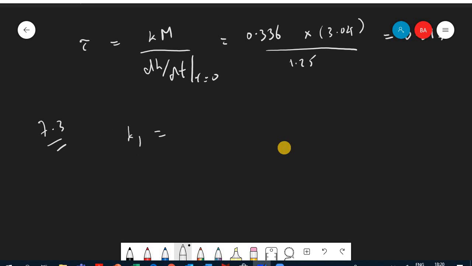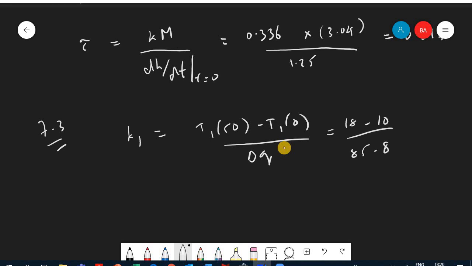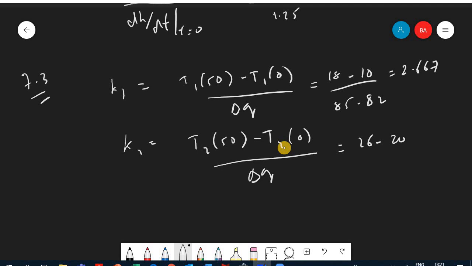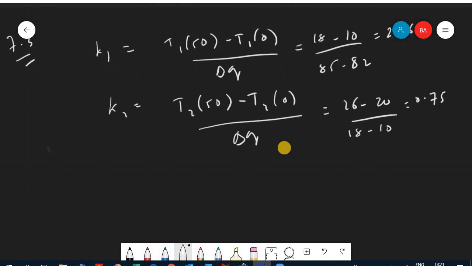K1 for T1 is going to be T1 at 50 minus T1 at 0, divided by delta Q, which is 85 minus 82. So this is 18 minus 10 over 85 minus 82, which is 3. The answer is 2.667. And K2 is equal to T2 at 50 minus T2 at 0, again by delta Q. This is 26 minus 20 divided by 18 minus 10, that is 0.75. So this is K1 and K2.